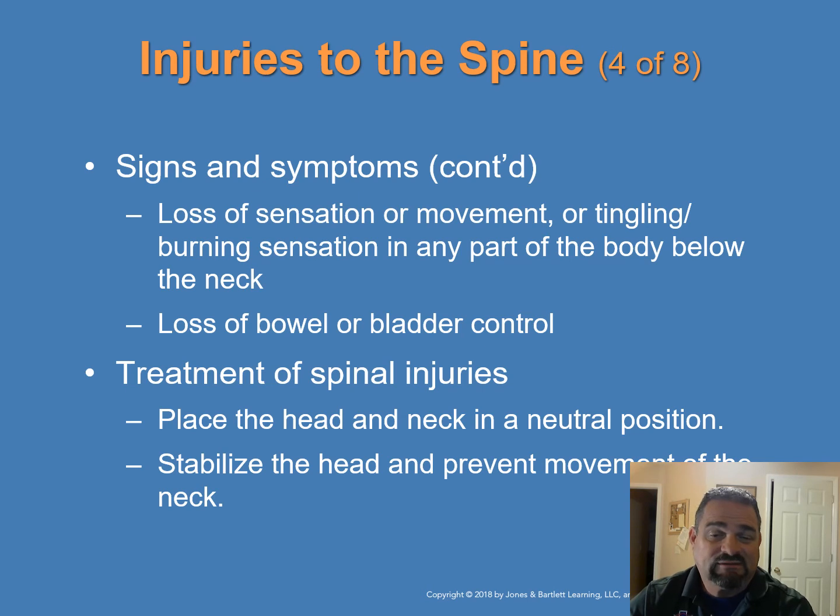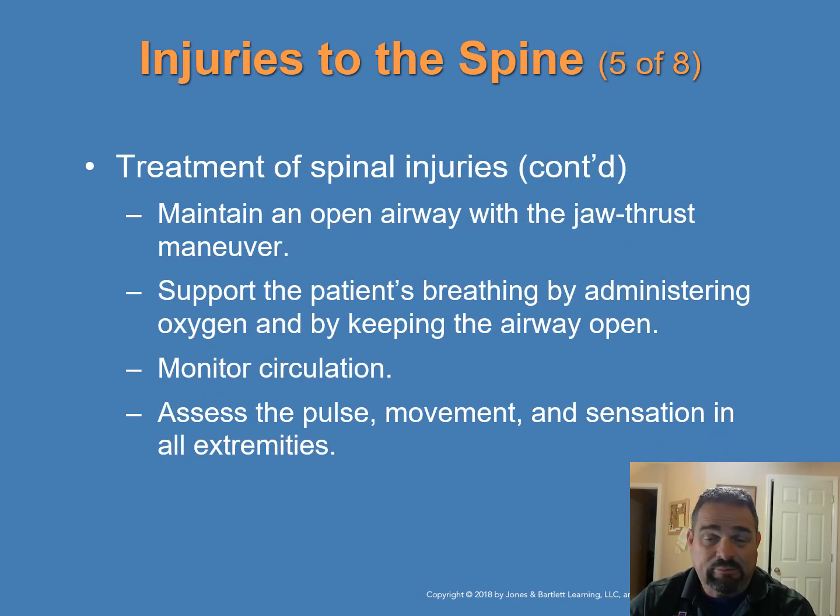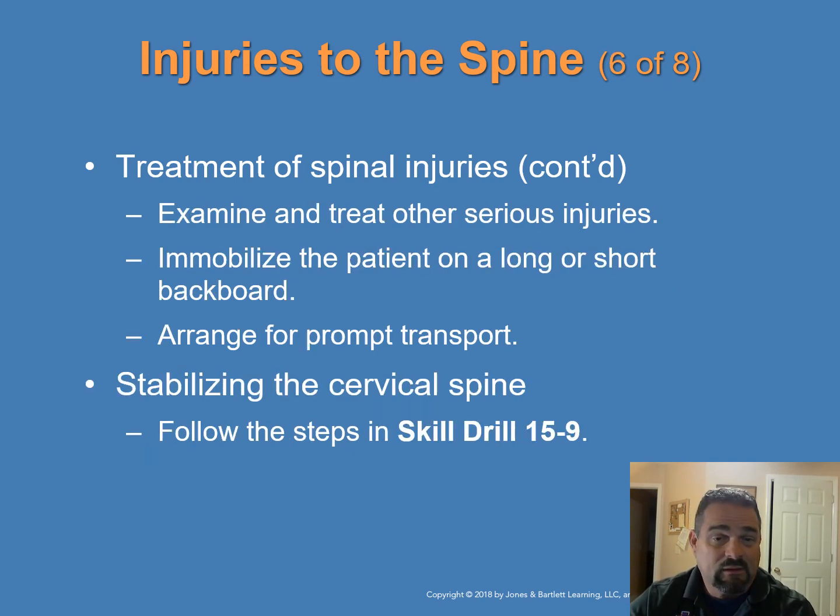So treatment: place the head and neck in a neutral position, stabilize the head, and prevent the movement of the neck the best you can. Maintain an open airway with jaw thrust maneuver. Support the patient's breathing by administering oxygen and keeping the airway open. Be sure to monitor their circulation and assess the pulse, movement, and sensation in all extremities. Examine and treat any other serious injuries. Make sure to immobilize the patient on a long or short backboard and arrange for prompt transport as soon as possible. In stabilizing the cervical spine, we're going to do that in skill drill in the lab setting for 15-9.